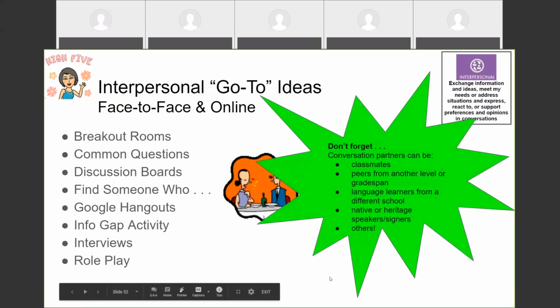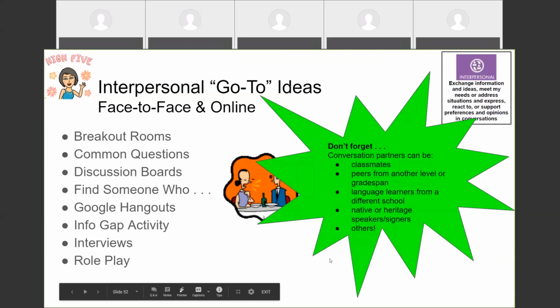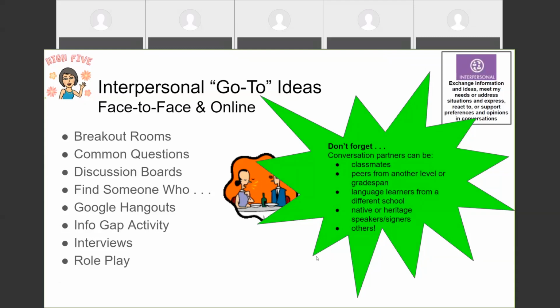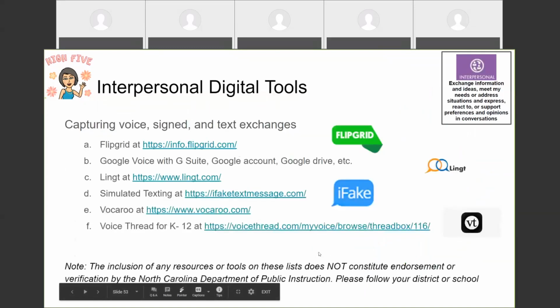Of course, don't forget that conversation partners can be classmates from another class. It doesn't have to be someone in that particular class, especially in the virtual environment. You can work with a colleague and set up other partners. Could be native speakers, could be other language learners that can be their partners. It could be that they exchange digital postcards with another class and have to write back and forth or something like that.